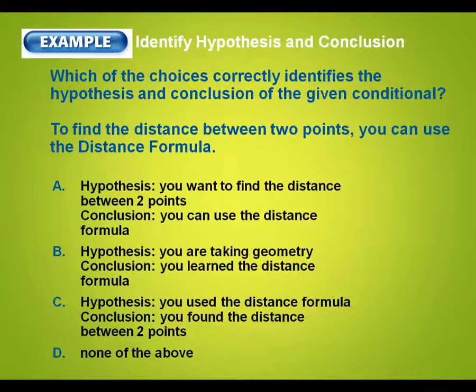Yeah, Brennan. Yeah, go for it. This one could almost go either way. I think the better way is if you want to find the distance between 2 points, then you would use the distance formula, right? And I can hear the argument for if you use the distance formula, then you're finding the distance between 2 points. But this one's a little tricky. You want to say if you find the distance between 2 points, then the conclusion is you would use the distance formula to do that.